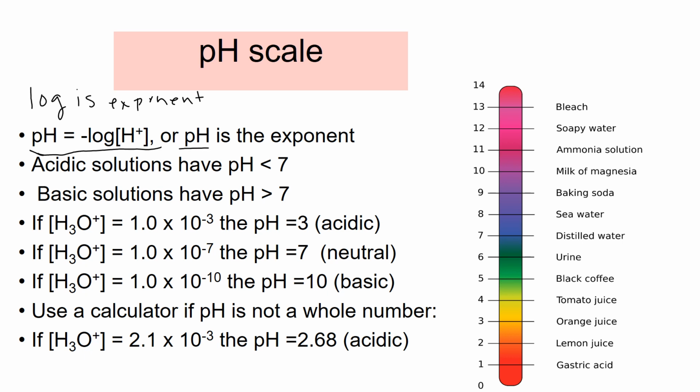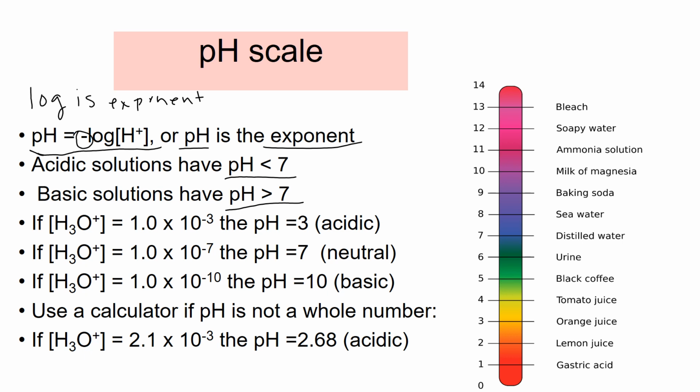Okay, so the pH is the exponent. But the negative is here because we don't want to keep saying it's negative. So the log is the exponent. Acidic solutions have pH less than 7. Basic solutions have pH greater than 7.